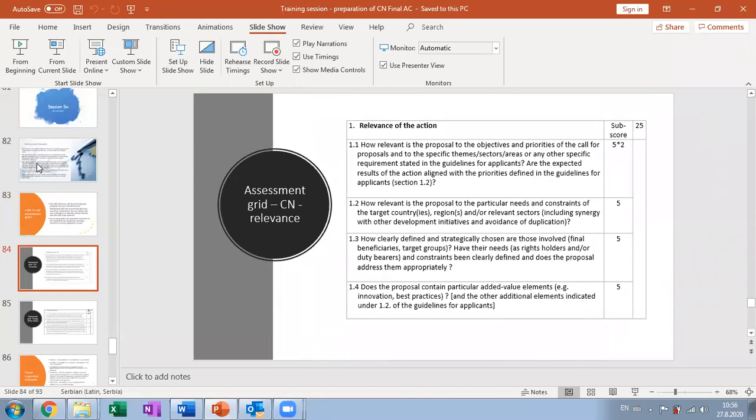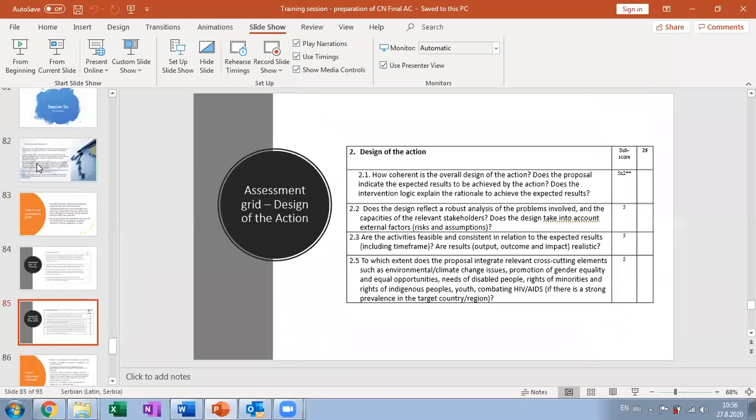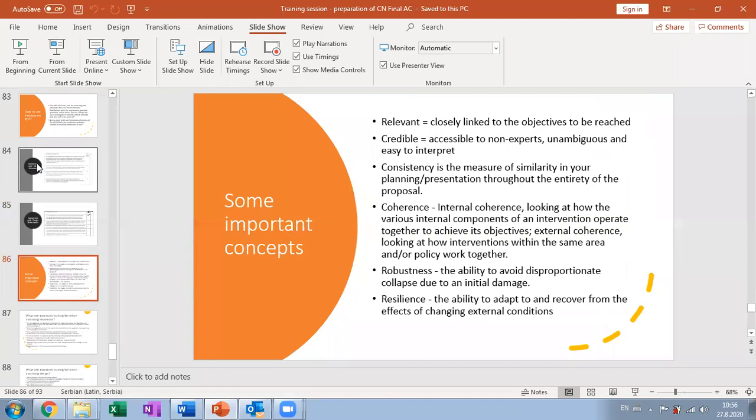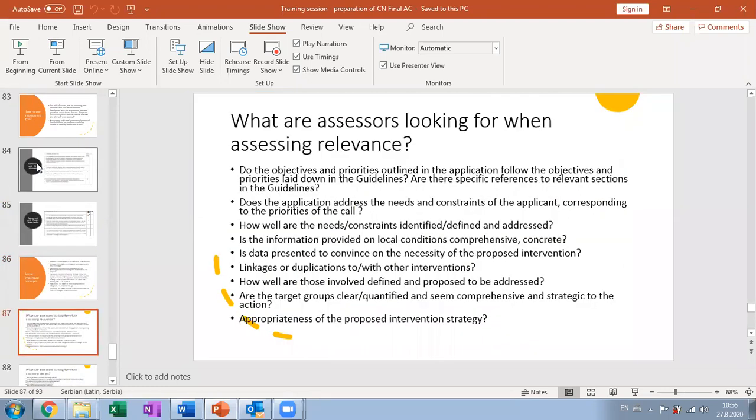again, this is the assessment grid for the relevance of the action, assessment grid for the design of the action. Another slide explaining some important concepts, and then this particular slide is a little bit of a translation of the previous three slides, maybe in different wording, giving you an insight as to what these assessors are looking for when they are assessing relevance. A kind of checklist that you can also use when developing your concept notes. Look into, have I actually explained all these things? Is the information provided on local conditions? Is data presented convincing? Are there any linkages or duplications with other interventions, and so on and so forth?